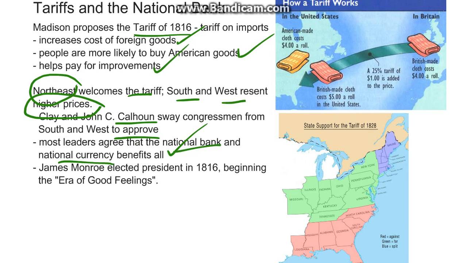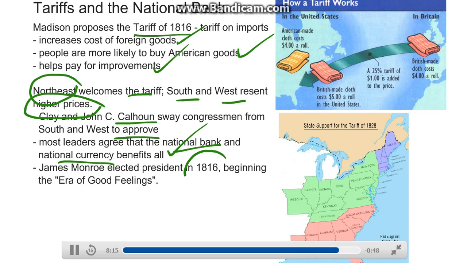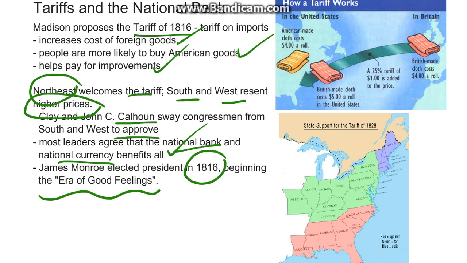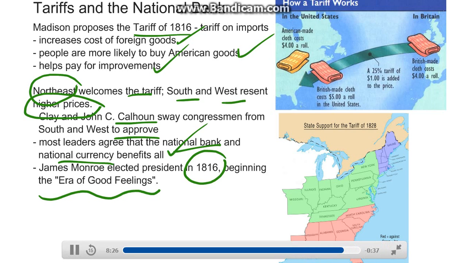After James Madison finishes being president, he has 2 terms. James Monroe is elected president in 1816, and the beginning and the time period during his presidency is commonly known as the era of good feelings, and we will discuss that in another lesson.